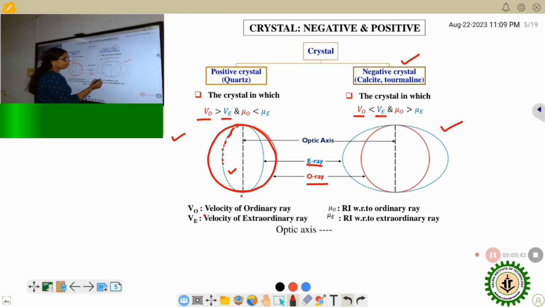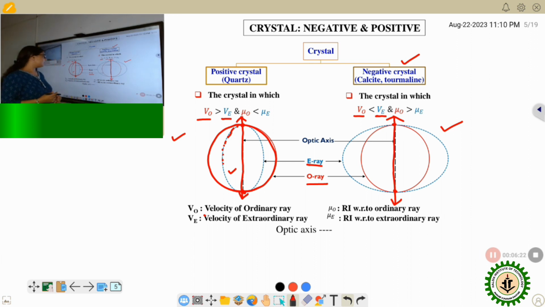If you look carefully, you can see that at these 2 points, here and here, in case of this picture, the ellipse and the sphere touch each other. It means that along this particular direction, E ray and O ray have the same velocity. So every crystal must have at least one such direction where the E ray and O ray will have the same velocity. That particular direction is called as the optic axis of the crystal.